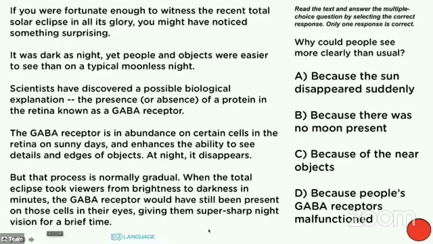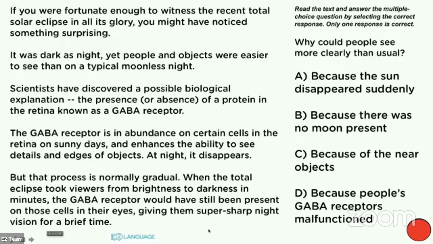Scientists have discovered a possible biological explanation, the presence or absence of a protein in the retina known as the GABA receptor. The GABA receptor is in abundance on certain cells in the retina on sunny days and enhances the ability to see details and edges of objects. At night, it disappears. But that process is normally gradual. When the total eclipse took viewers from brightness to darkness in minutes, the GABA receptor would have still been present on those cells in their eyes, giving them super sharp night vision for a brief time.